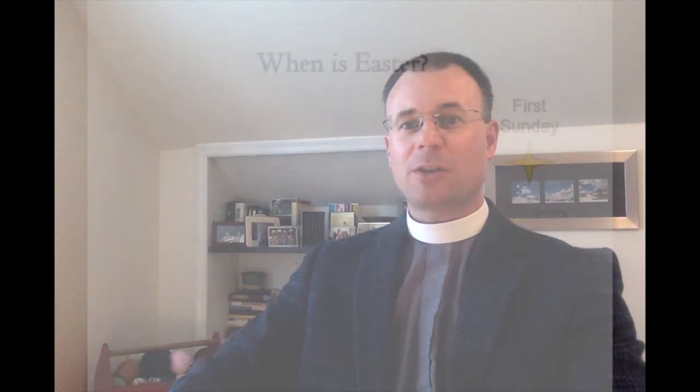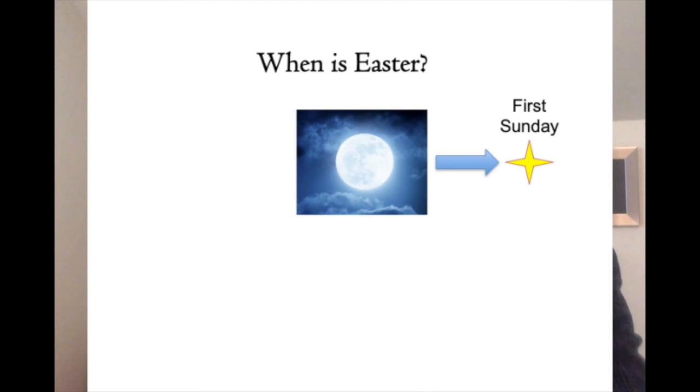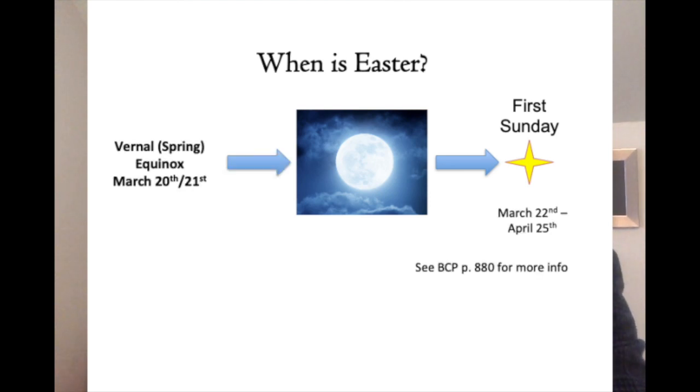So when does Easter happen? Unlike Christmas, which always falls on December 25th, Easter always has to fall on a Sunday, no matter what. So how do we determine which Sunday Easter falls on? Well, the ancient Christian system of calculating Easter is that Easter is the first Sunday following the full moon, which comes after the vernal or the spring equinox.